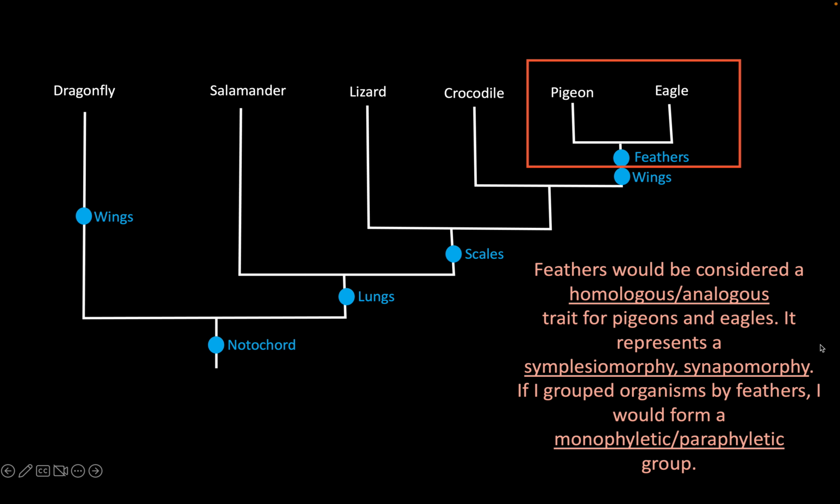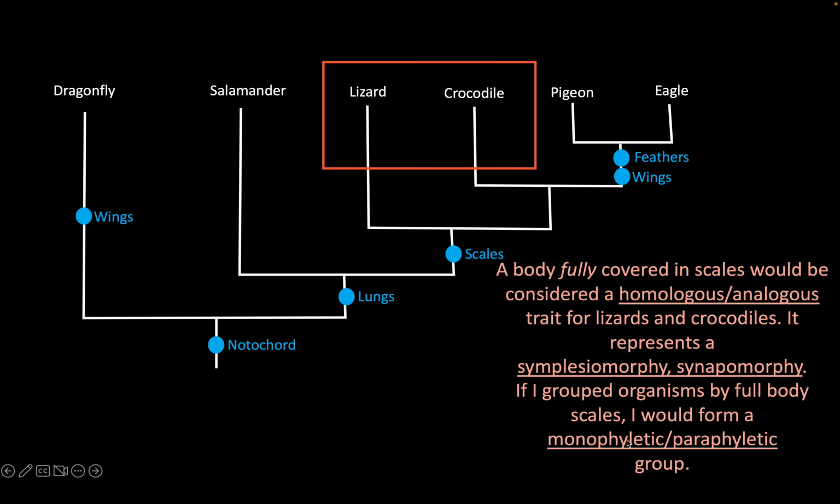Okay, so in this case, feathers would be considered homologous. It's common because of their common ancestry. It represents a synapomorphy. It's a derived trait, and it would group these into a monophyletic group. Okay, pause here and do this one. Okay, so in this case, a body fully covered in scales, notice lizards and crocodiles, it is homologous. Scales are down here in an ancestor, so they do have scales because of a homology, but it's the ancestral trait rather than the derived trait, so we would call it a symplesiomorphy, and it creates this weird paraphyletic group.